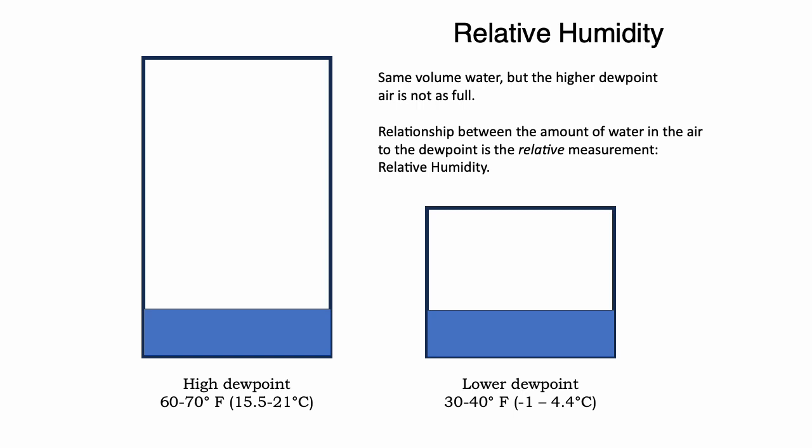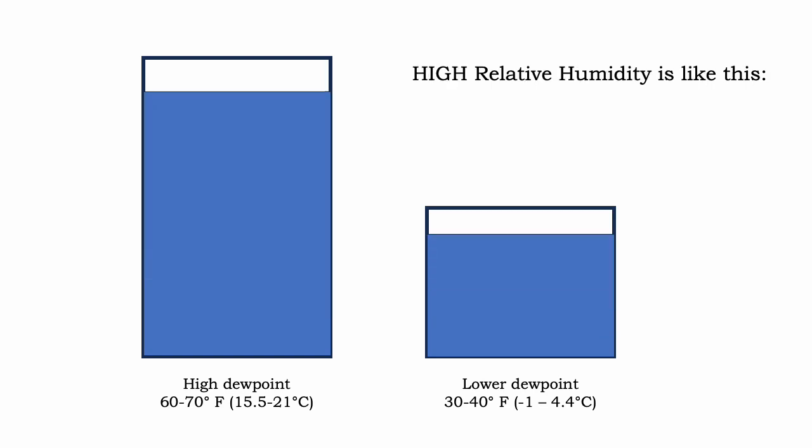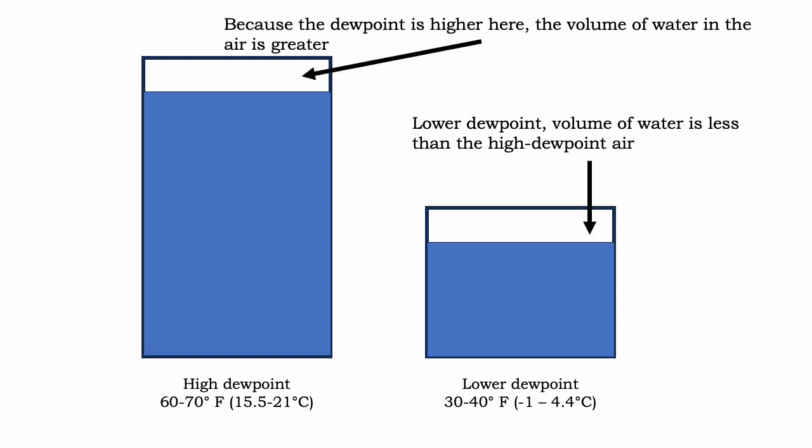Now, relative humidity. We've kept the same boxes for high and low dew point air, and I've filled them with the same volume of water, but the higher dew point air is not as full. The relationship between the amount of water in the air to the dew point is the relative measurement, relative humidity. So low relative humidity looks like this. High relative humidity looks like this. There's more water filling up the air. And because the dew point is higher on the left, the volume of water in the air is greater. The lower dew point air, the volume of water is less.